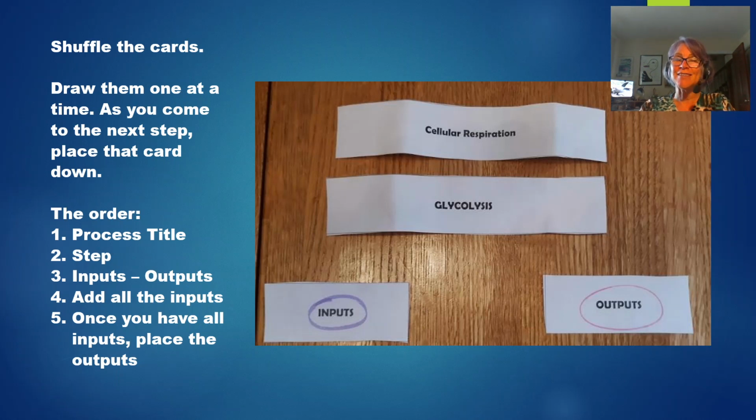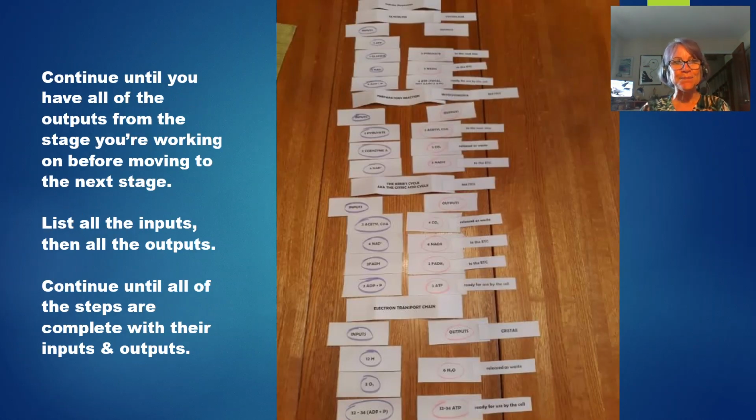Only when I've completed glycolysis and have the outputs, the end product that becomes an input to the prep reaction, can I move on to the prep reaction. So you'll continue until you have all the outputs from that stage. Then you can find the next stage, the prep reaction. What are all the inputs that go into the prep reaction? Right, I have those. Now what comes out of that step? Keep going until you have gone through the citric acid cycle inputs and outputs, and then the electron transport chain.